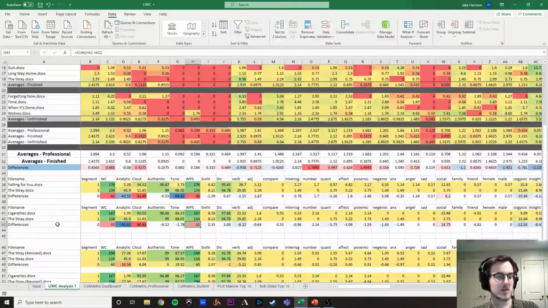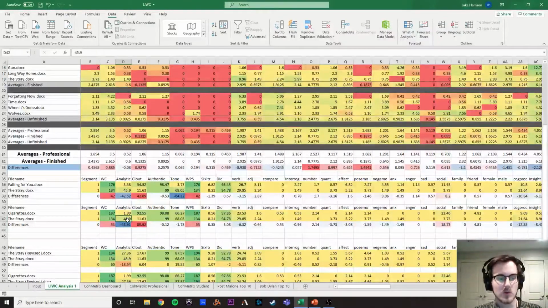So when looking at The Stray, we compared it primarily to this song called Cigarettes. And we were looking through and came up with some possible revisions from the differences we saw here. And the ones we wanted to look at is that the word count was much lower. We wanted to add some depth to The Stray.